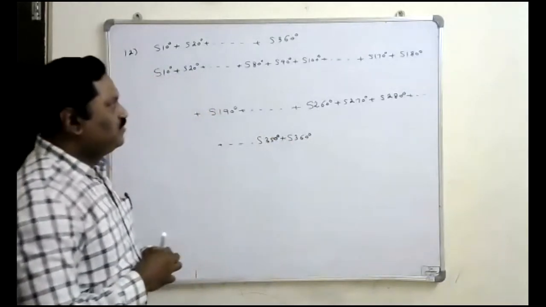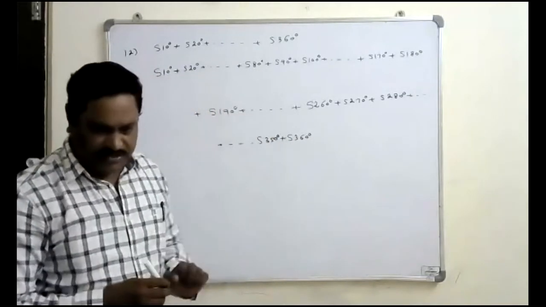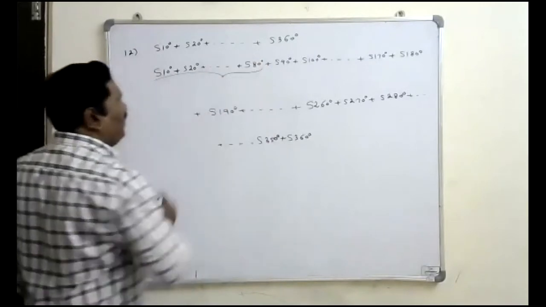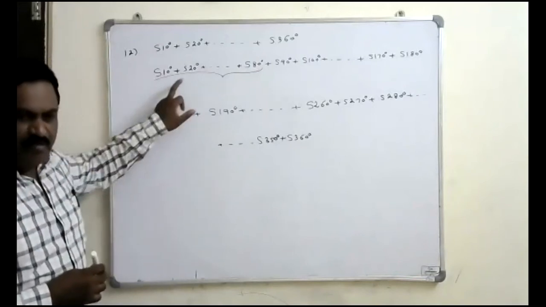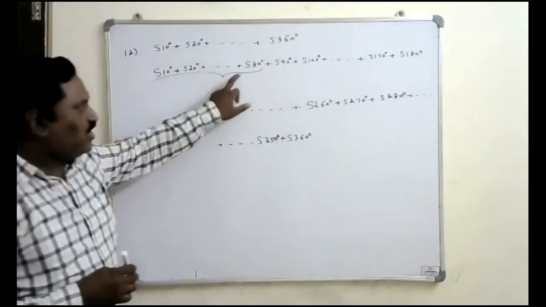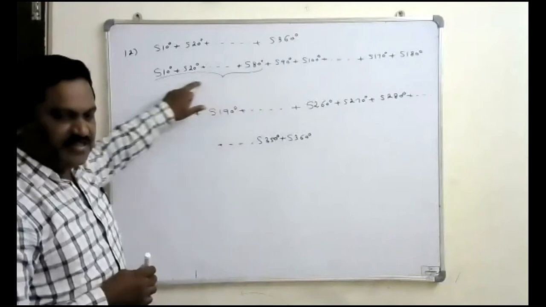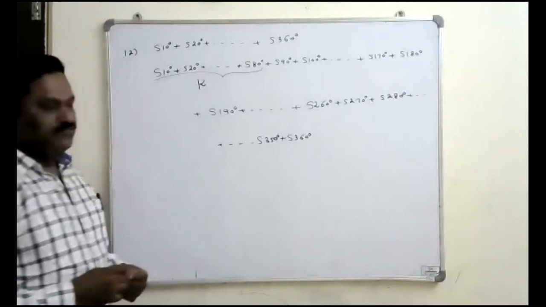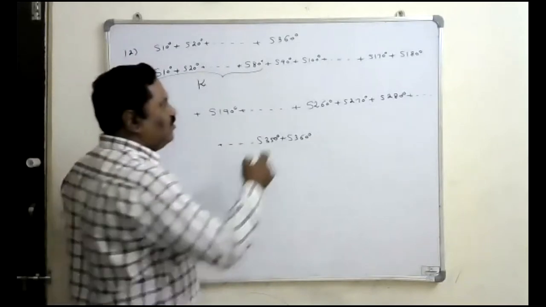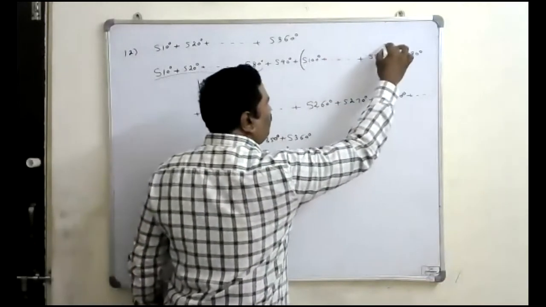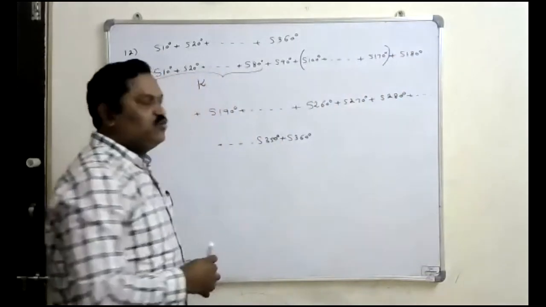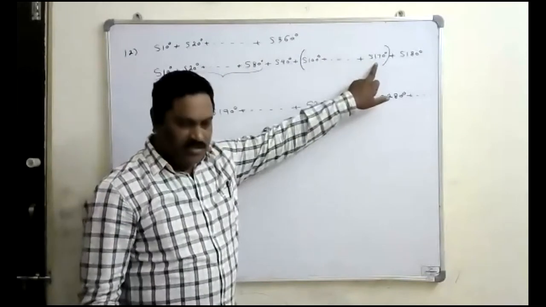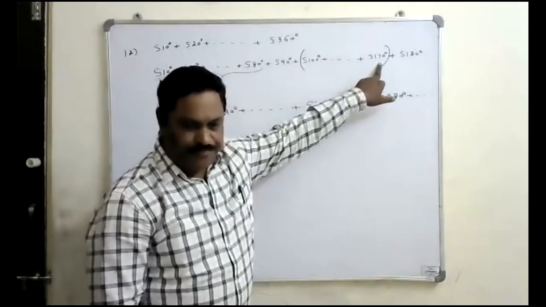Like that. This entire summation we will write like this. Now here, up to sine 80, this entire summation, sine 10 plus sine 20 plus sine 30 and so on up to sine 80, I will take it as k. Now, consider these terms from 100 to 170.